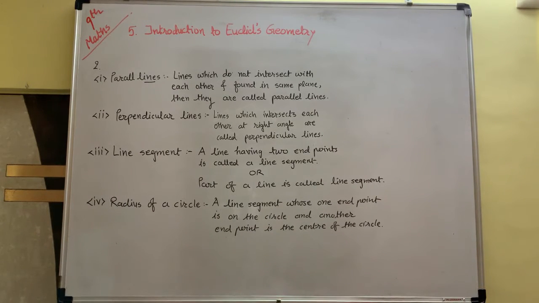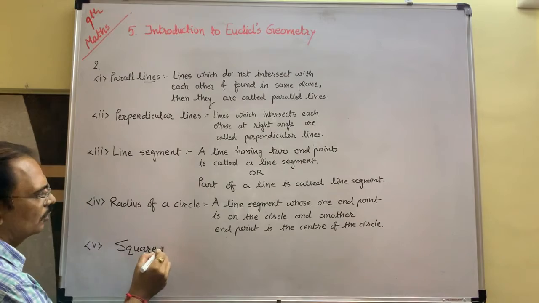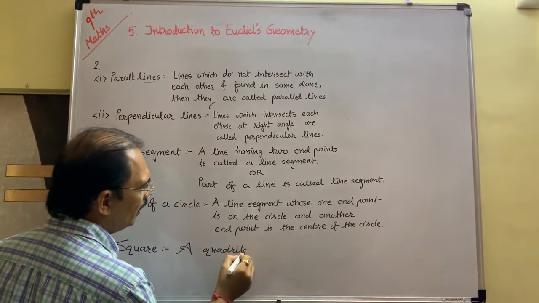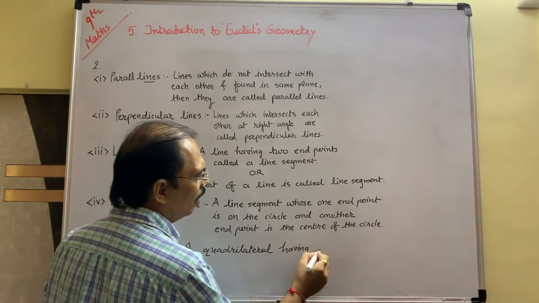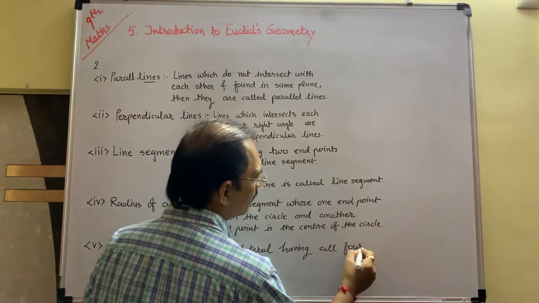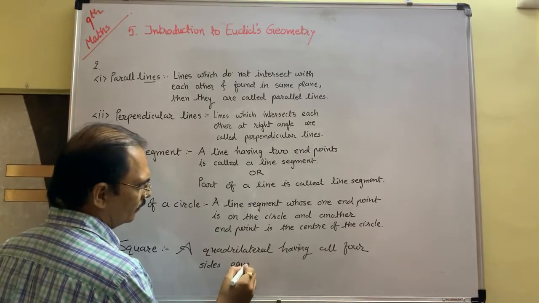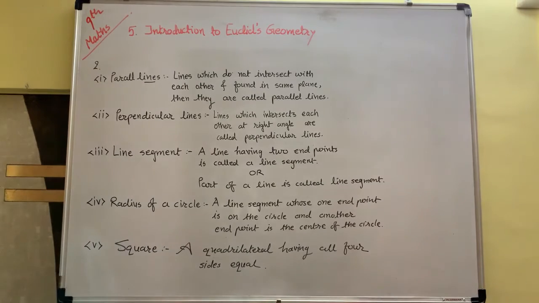Now the last one is square. Square means what? A square is a quadrilateral having all four sides equal. Then it is called a square. Okay. So these are the definitions.